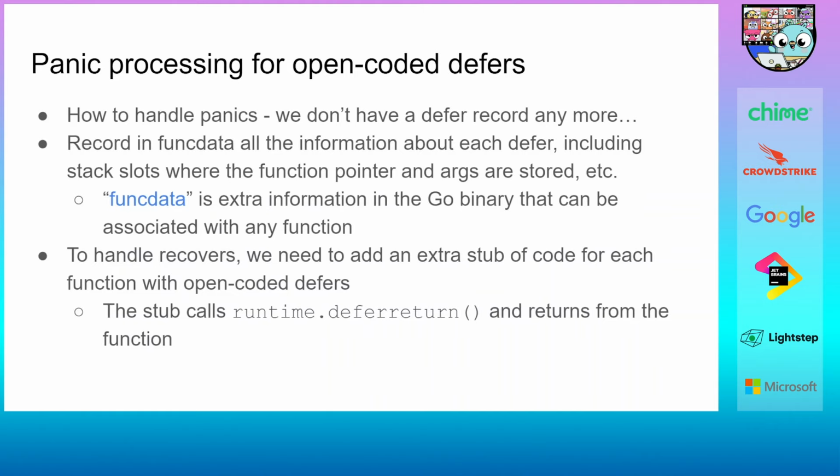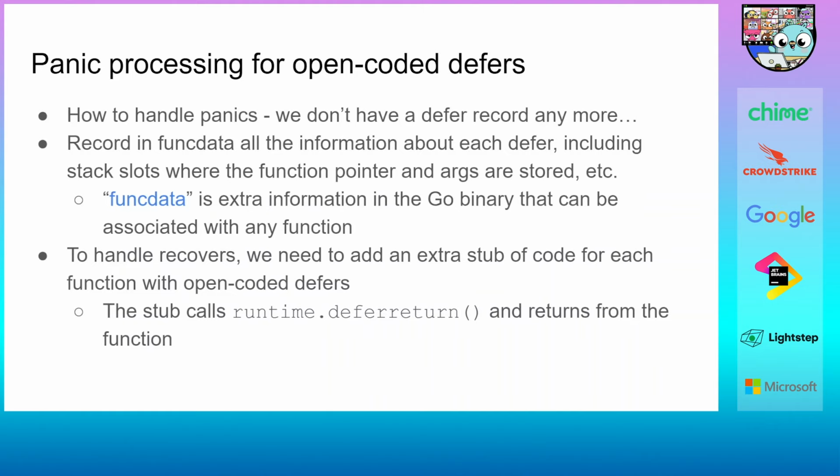Funcdata is the standard way to store extra information in the Go binary about individual functions. It's essentially a symbol that can be accessed by the Go runtime. So we generate funcdata for each function with open-coded defers that describes the location of all the relevant stack slots, including the location of deferBits and all the arguments of the defer calls.